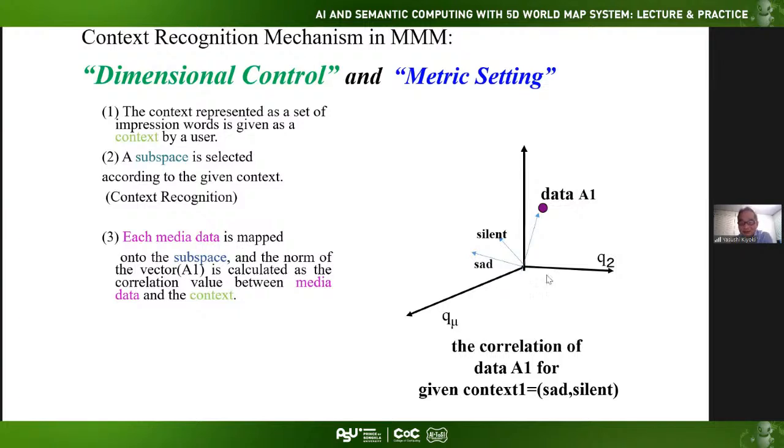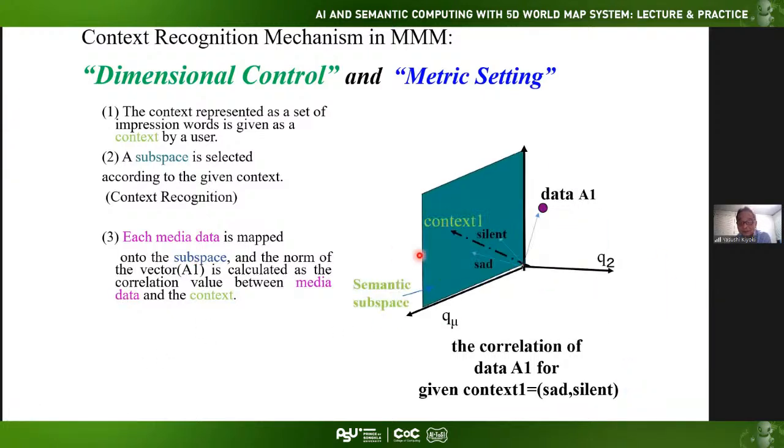For example, in the world of music, you'd like to listen to music with sadness and silence, all right? This is your request about the music. Sad and silent are located here in your brain, and music is existing here. We can make the context vector, and then ask which dimension, which axis is highly related to this context. This is an important point. We select this subspace, music data is mapped onto it, and we calculate the distance, and we can find the corresponding music to your context.